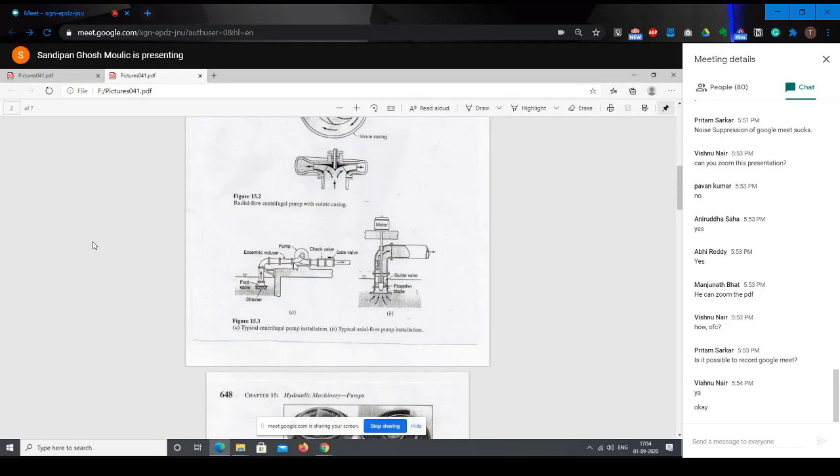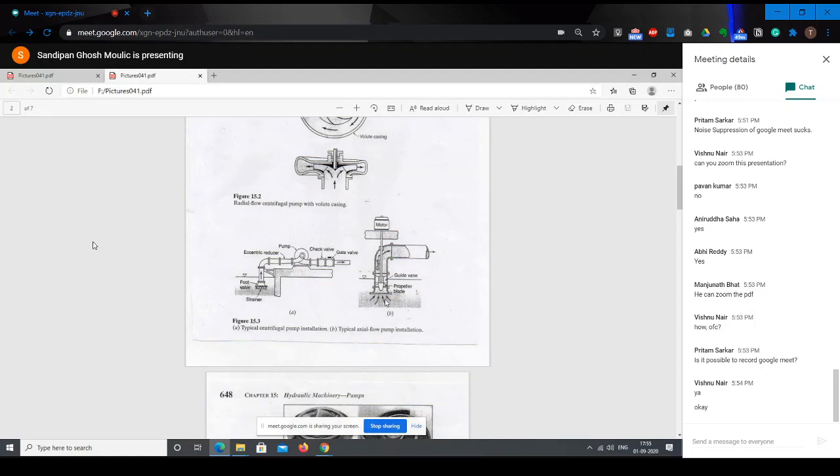Through this pipe and into the pump. Okay. And it will go out this way. And you have some check valves and gate valves, whatever it is. And this view shows the motor, the electric motor, which runs the shaft of the machine.